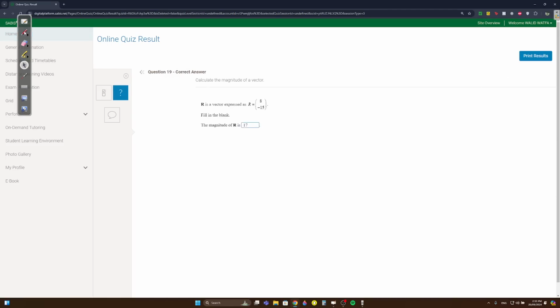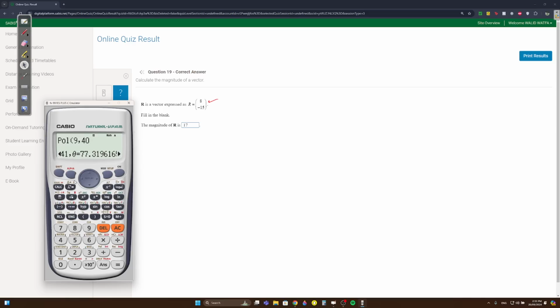Question 19. What is the magnitude of r? Just put radical 8 squared plus minus 15 squared, 17.